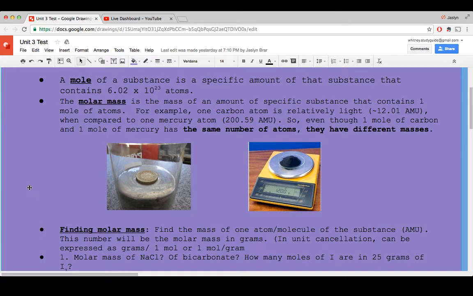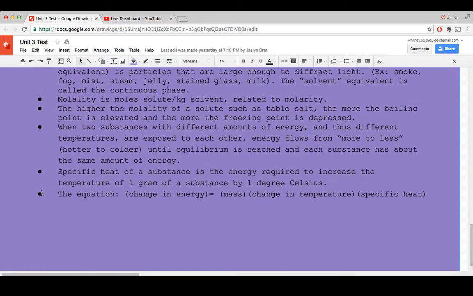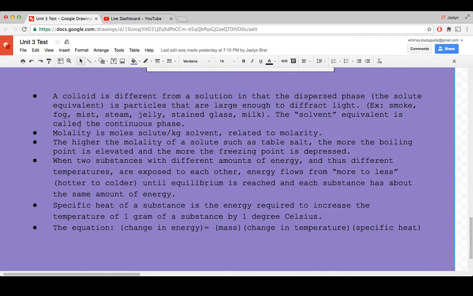Okay, and I'm gonna check the chat right now. So can you go over how molality is connected to FPD and BPE? Sure. Okay, so we have molality. Molality really is the same concept as molarity. The only difference is instead of moles solute divided by liters solvent, for molality it's moles solute divided by kilograms solvent. So really it's a similar concept.